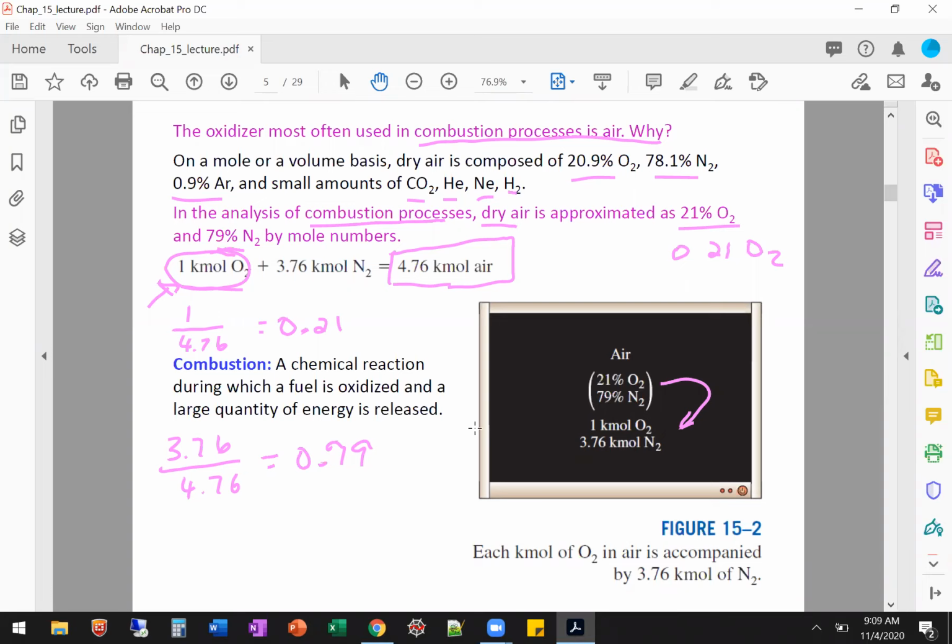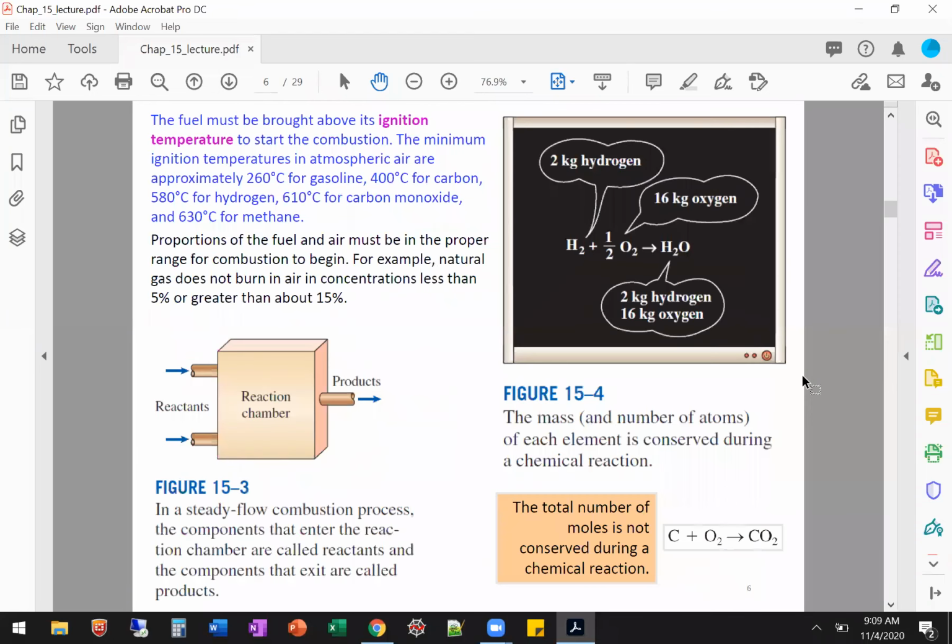Okay, combustion: a chemical reaction in which fuels oxidize and energy is released. For combustion to occur, there's actually an ignition temperature, okay? So we have to get this fuel to a certain temperature before it will even ignite. Different fuels require different temperatures.